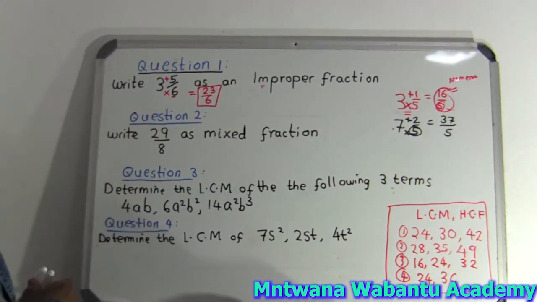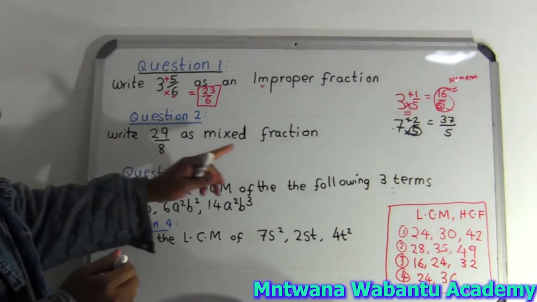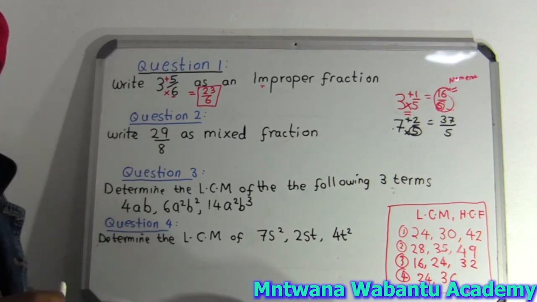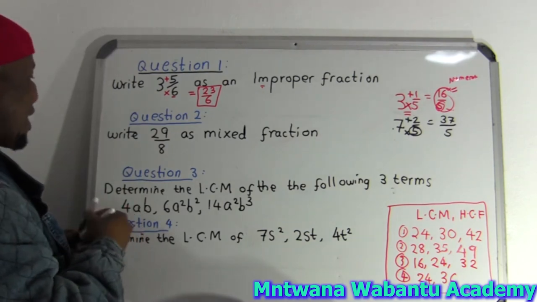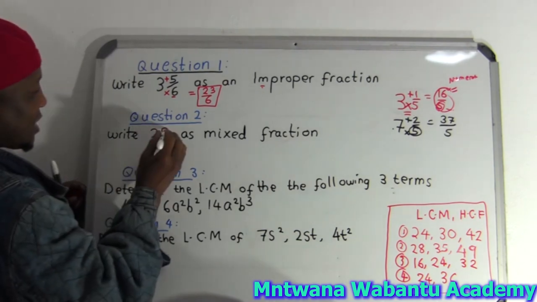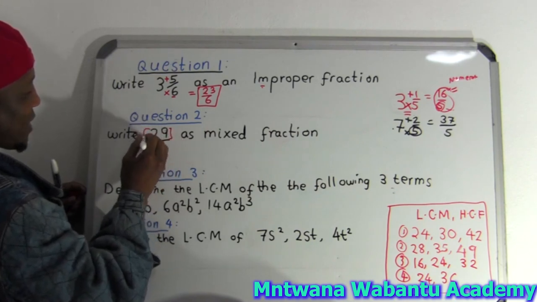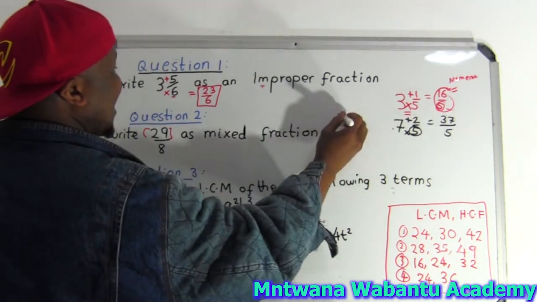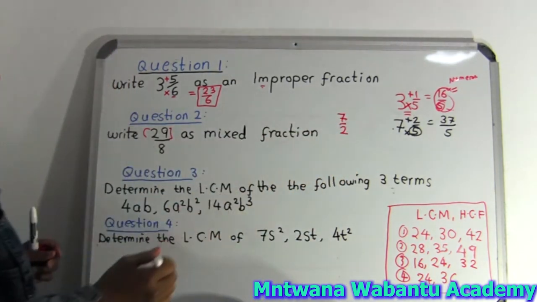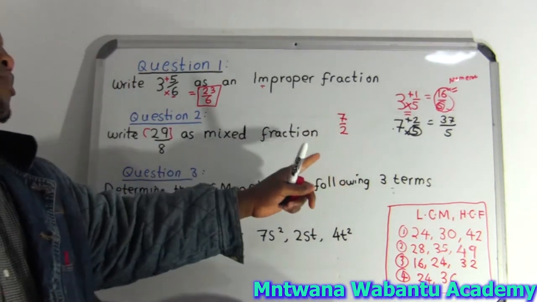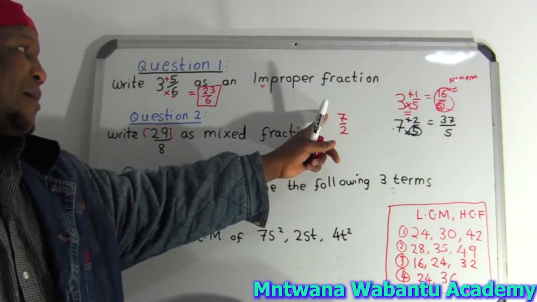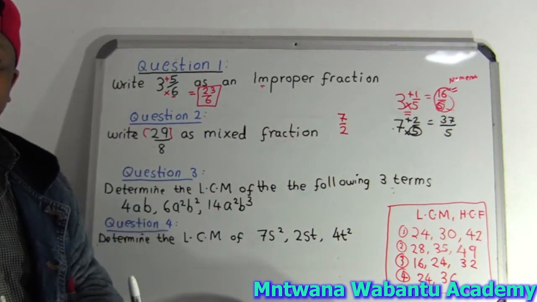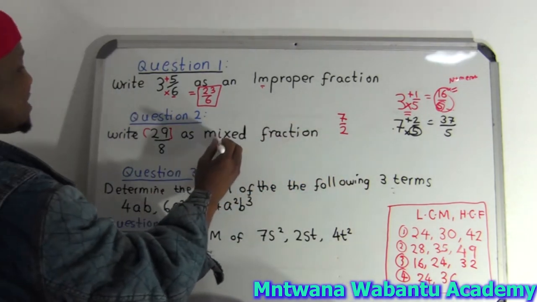Okay, now let's go to question two. Question two, they say write this one as a mixed fraction. So you see now this is improper. How do you know it's improper? Because look, the number on the top is bigger compared to the bottom. Now let me give you an example and then we're going to go to the question. Somebody gives you 7/2. Which type of fraction is this? This is improper because the numerator, which is the one on top, is bigger compared to the number at the bottom.